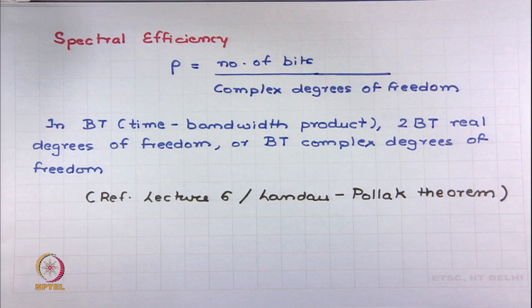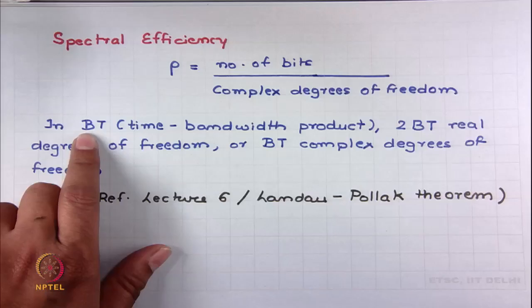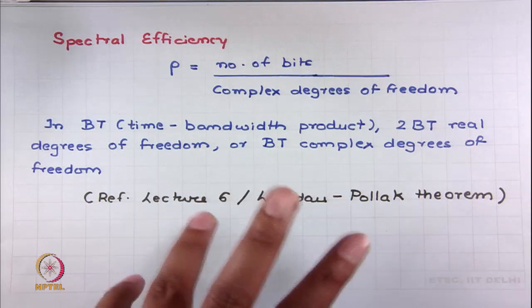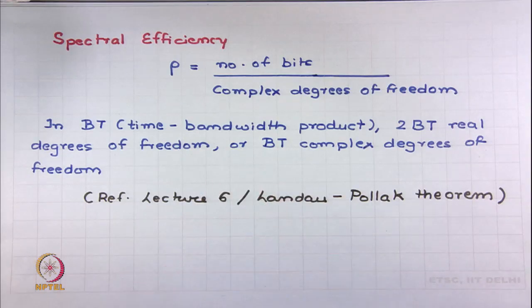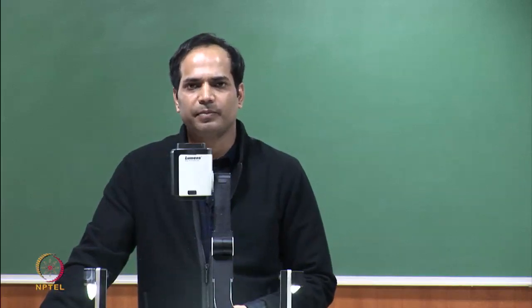Let us now try to look at the definition of a spectral efficiency from another context, and this definition is also useful. We will get to the same numbers, but we will define it in a different way. So, spectral efficiency can also be defined as number of bits divided by number of complex degrees of freedom. This is an important idea, and this is useful particularly in the context of error control coding, where we want to talk about the spectral efficiency in terms of degrees of freedom. So, we have seen it several times that if I have a time bandwidth product of Bt, I can have 2 Bt real degrees of freedom, or I can have Bt complex degrees of freedom.